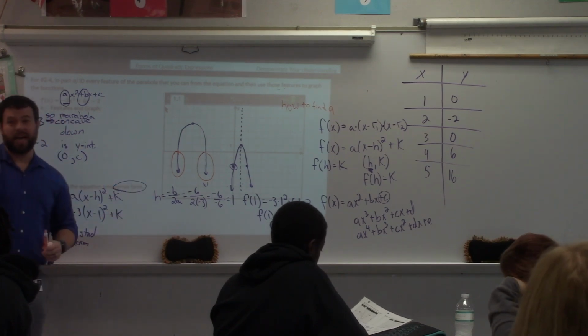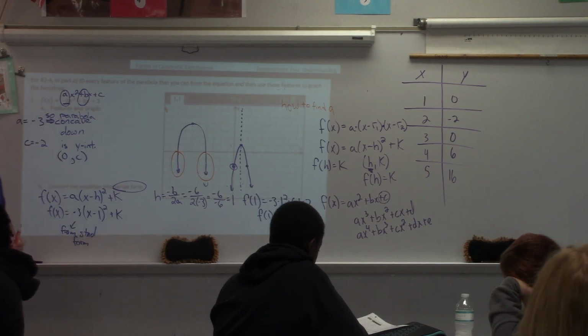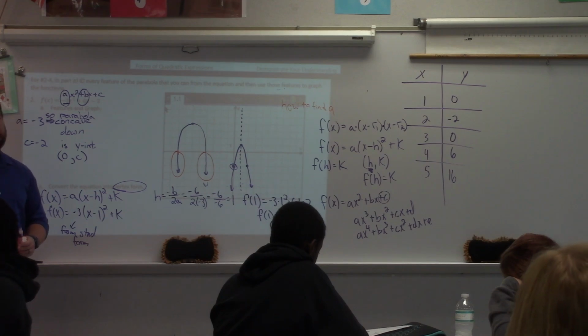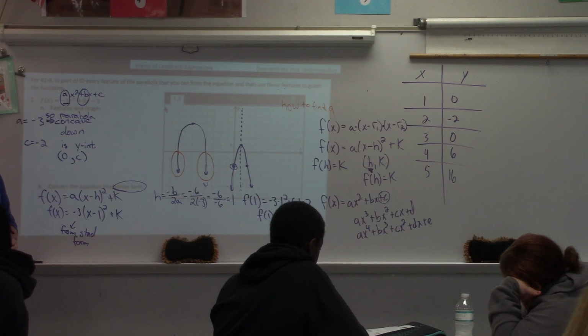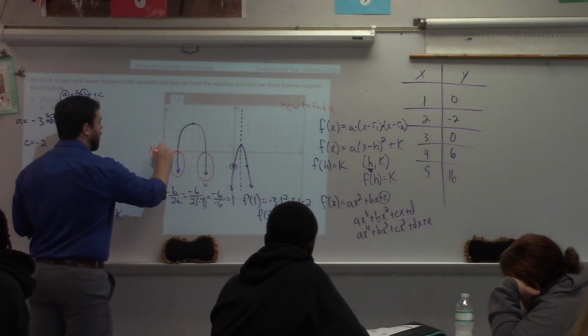I'm not asking for the most accurate graphs in the world, but I am asking that we do not go straight down like that, because that's not a function. Okay? So if you did that, please update that note, right? This is not a function. This is not a parabola.